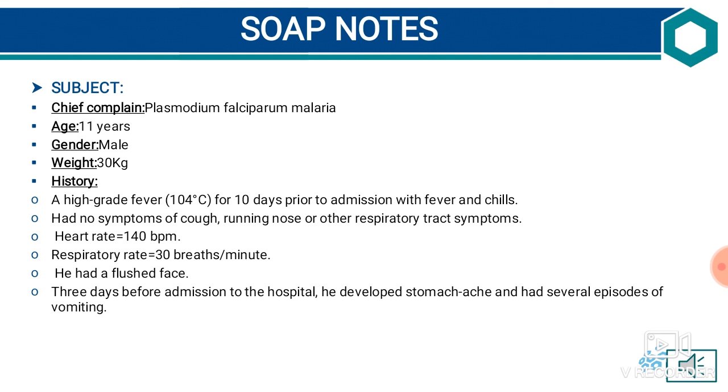SOAP notes. Subjective: chief complaint was Plasmodium falciparum malaria. Age 11 years. Gender male. Weight 30 kg. History: high grade fever of 104 degrees for 10 days prior to admission with fever and chills. Had no symptoms of cough, running nose or other respiratory tract symptoms. Heart rate 140 beats per minute. Respiratory rate 30 breaths per minute. He had a flushed face. Three days before admission to the hospital, he developed stomachache and had several episodes of vomiting.